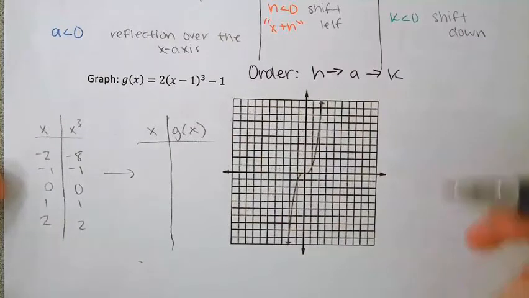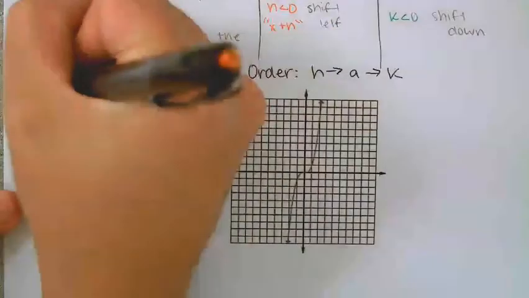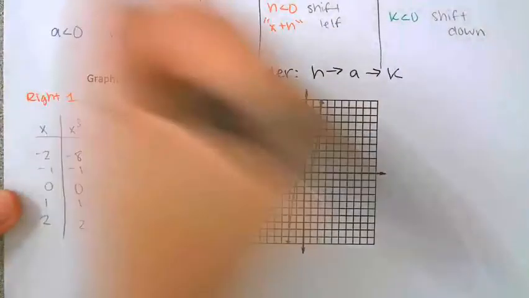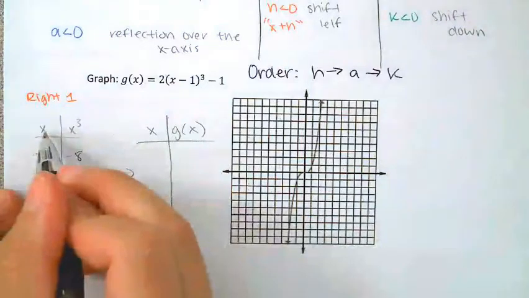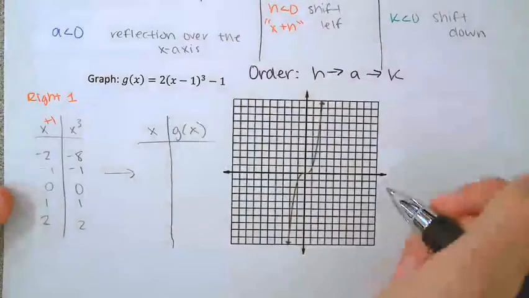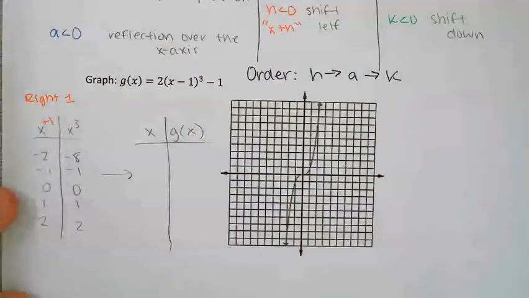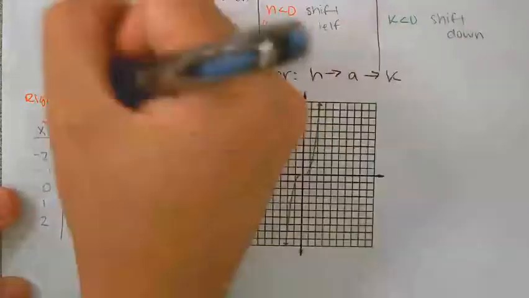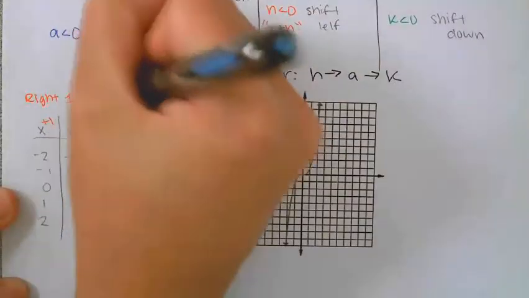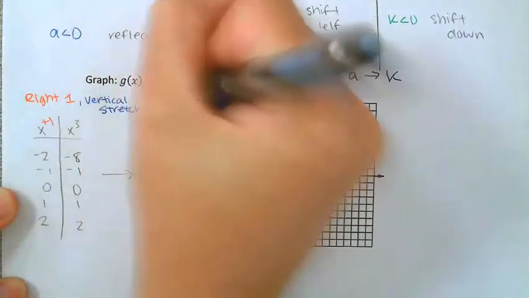So first, our transformation, starting with our h value, we're going to go to the right 1. And that's going to affect our x values. So that means we have to add 1 to all of those x values because we're moving to the right. Next, we need to think about what our a value is. We're going to have a vertical stretch by 2 because our a value is 2.